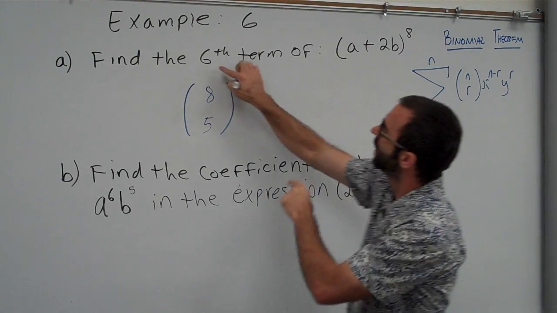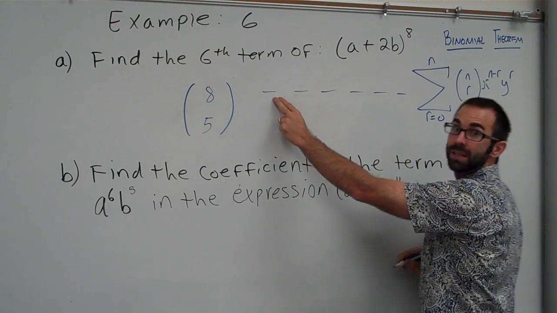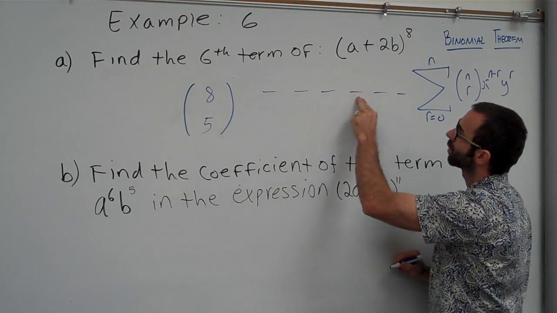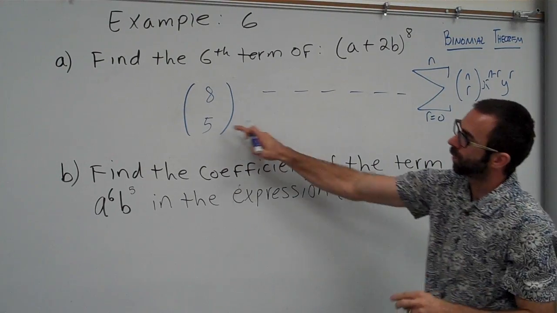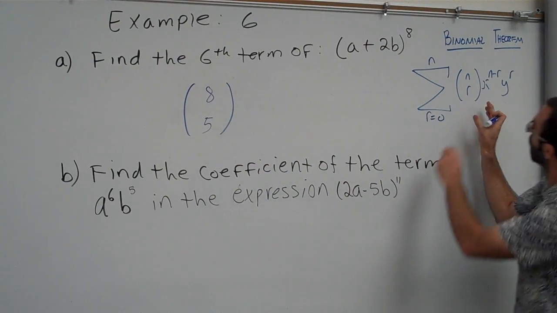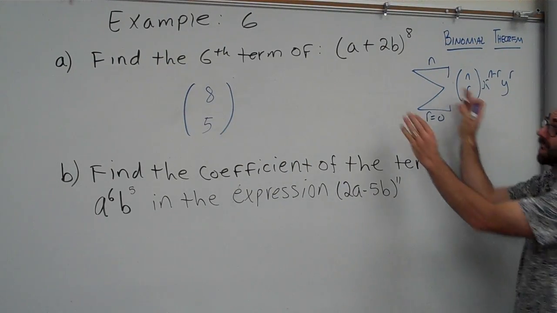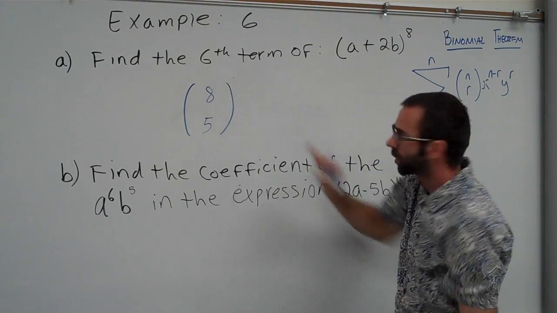That should make sense. If I have the 6th term, 1, 2, 3, 4, 5, 6, that means this is r's 0, 1, 2, 3, 4, 5. See? So you always do 1 less for the r. This is going to give us our coefficient, but maybe not the whole coefficient, because we still have to multiply all this out. So I'm going to leave this as 8 choose 5.